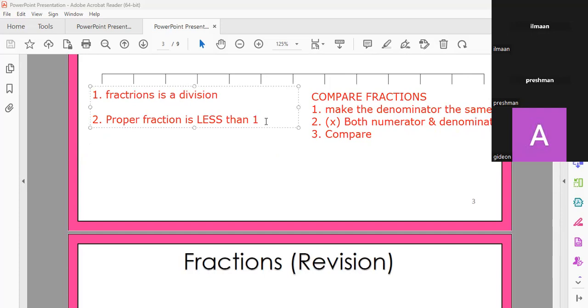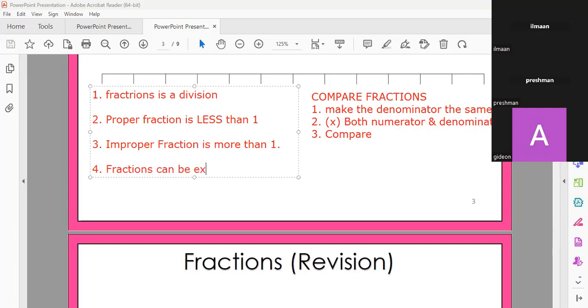Point number 3: an improper fraction is more than 1. That's important. Next, fractions can be expanded, and to do that, you use multiplication. Just put the multiplication in the bracket. Fractions can be simplified, and to do that, you use division.